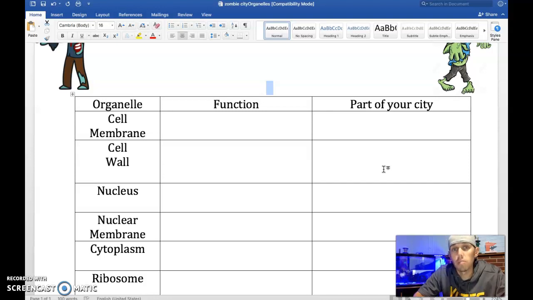Good luck. Make sure you email any questions. Use your notes from day 3, the cell organelle functions and parts of the city ideas, to help yourself out with this assignment.